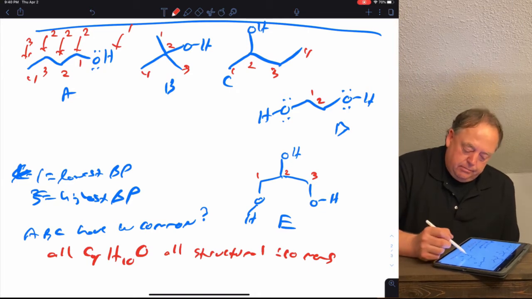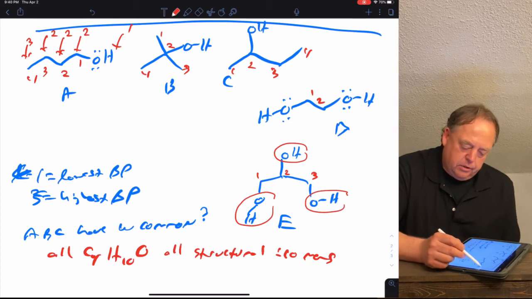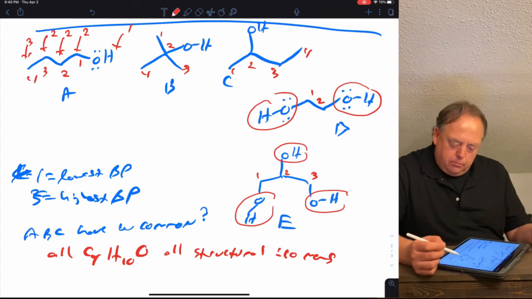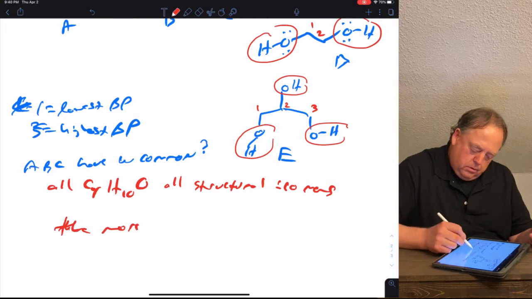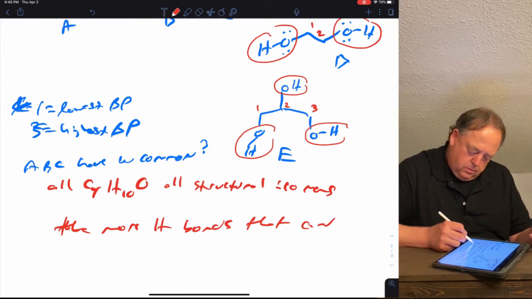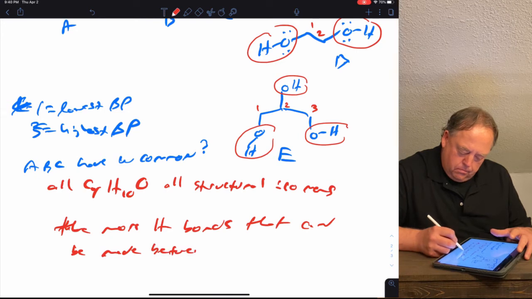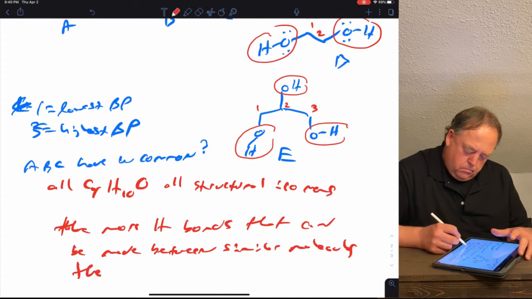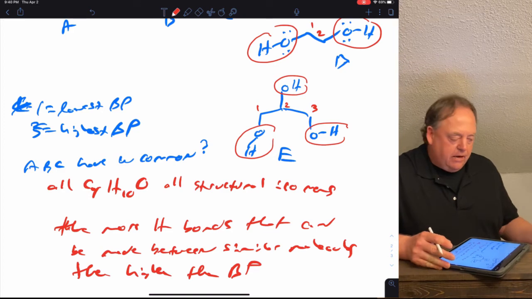Well, so they can all make hydrogen bonds, right? But E has 3 OHs that it can make hydrogen bonds with, and D has 2 OHs that it can make hydrogen bonds with. So the more hydrogen bonds you can make, between similar molecules, the higher the boiling point. So E is going to have the highest boiling point.